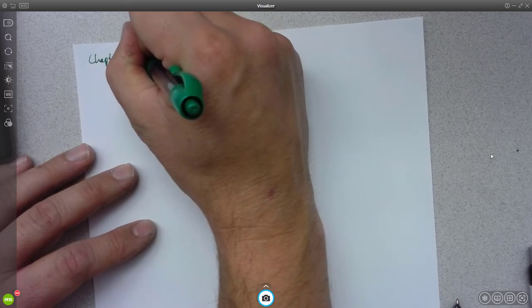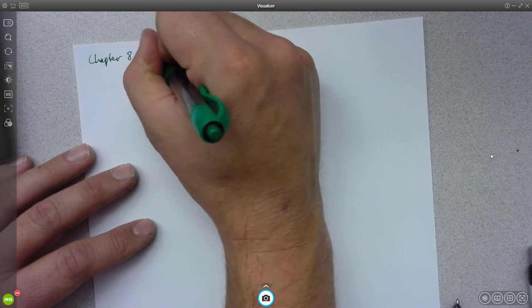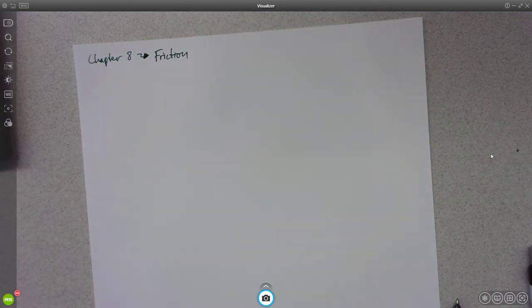Chapter 8. Friction. Okay. So what do you know about friction? Slows things down, okay? Elsewise, things would just keep moving, okay? What else do you know about friction?